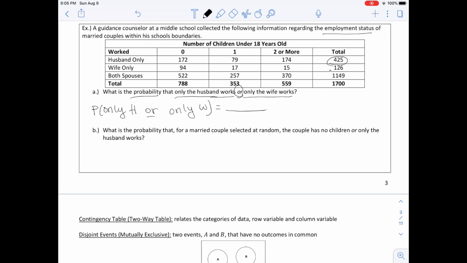And only the husband works is going to be the 425, and only the wife works is going to be 126. Total is going to be the total number of people that we have. So since 1700 is our total, that will go into the denominator. And then only husband works is going to be 425, and only the wife works is 126. From here, we're going to add together those two numbers in the numerator and then divide by 1700, and we get 0.3241.